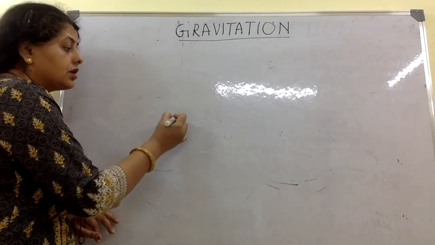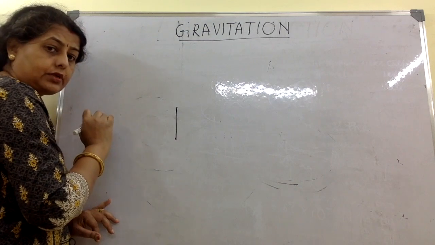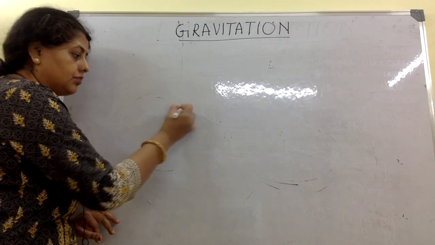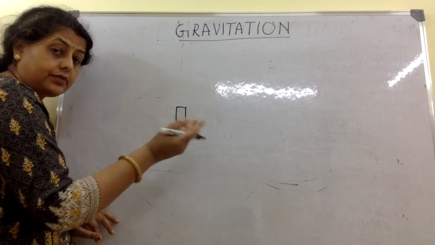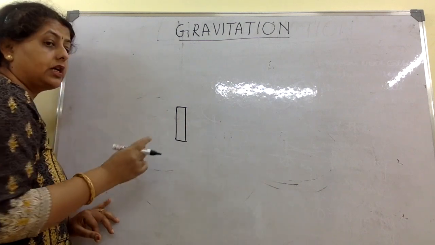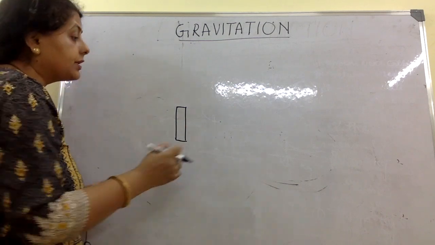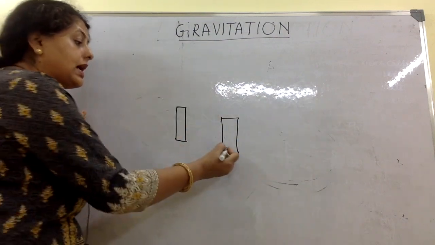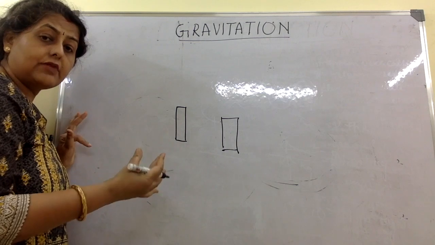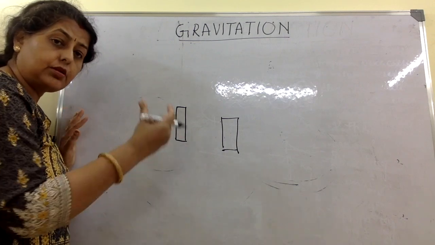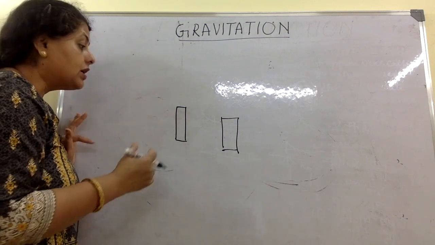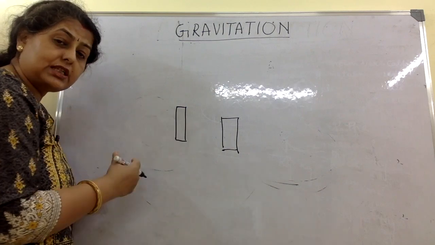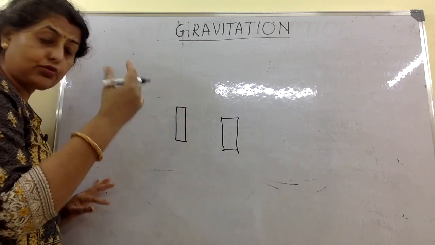Here we have, let's say, one body, a marker, or a chair, or a table, something, and we have another body here. Whatever the mass is, as I said, if they have mass, they will have gravity acting between them. There will be a gravitational force between them. But then we don't see them moving, we don't see them sticking, we don't see them rotating around one another.